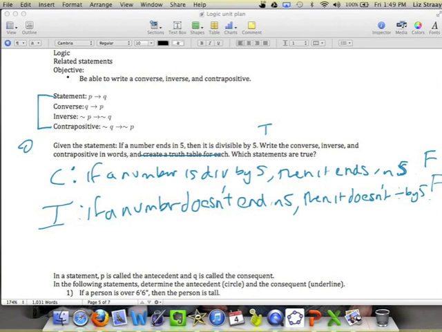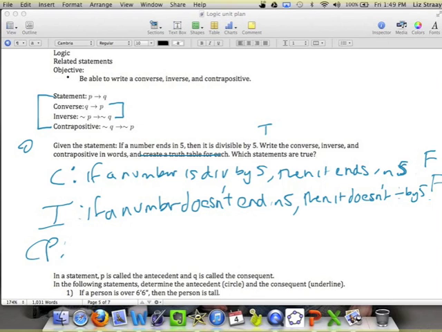Just as I said the contrapositive and the statement will be the same, the converse and the inverse will be the same. So we kind of end up with two pairs. It could work that all 4 are the same, but we will at least have 2 pairs.